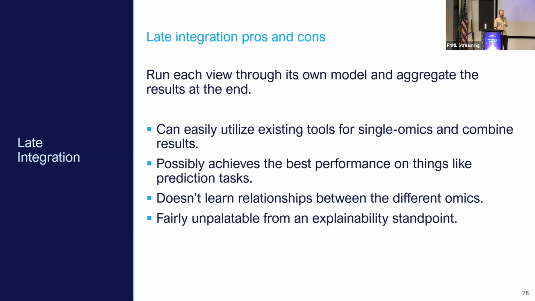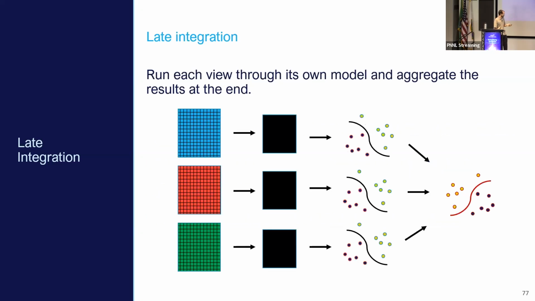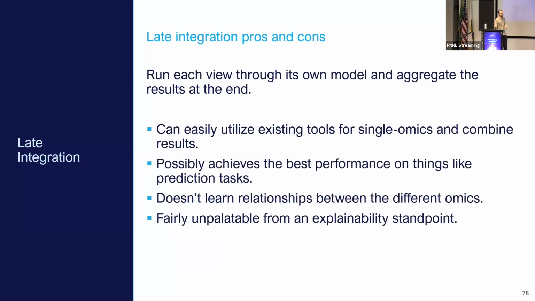But we lose a little bit of the intuition about the relationships between our different inputs. It doesn't learn these relationships, so we can't do anything there. And generally it's kind of unpalatable from an explainability standpoint, especially if this is some neural network thing. No idea what's going on here. That's why I presented them as my black boxes, and then we just aggregated their votes. Not much you can do there from an explainability standpoint.